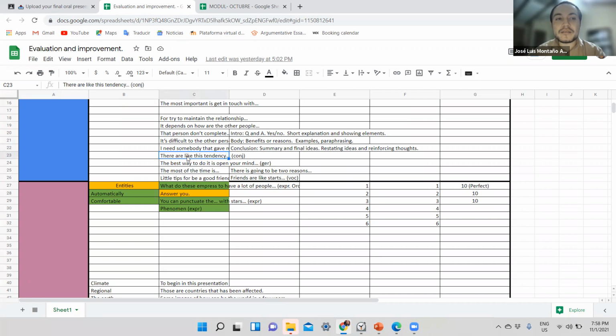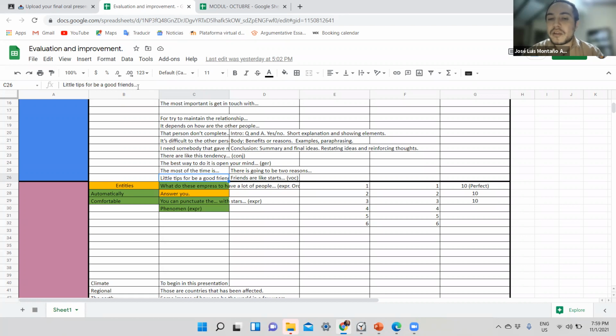These are like these tendencies, right? It has to be plural. The best way to do it is opening, right? Is by opening. Gerund. Most of the time, right? Not the most of the time. Most of the time. Little tips, or a few tips could be better over here for being good friends or to be good friends, right? Little, but I would say few, but it could be possible, all right? But the thing here was for being a good friend or good friends, right?